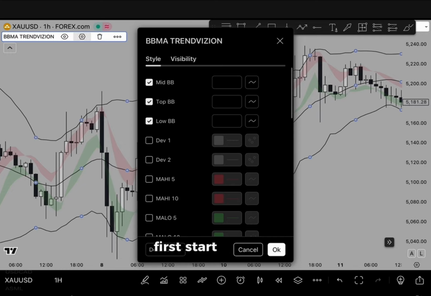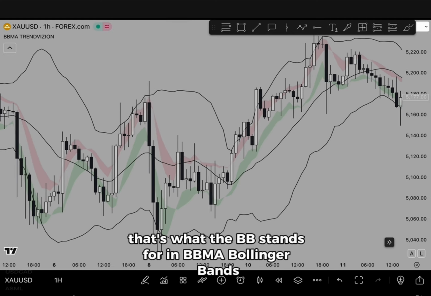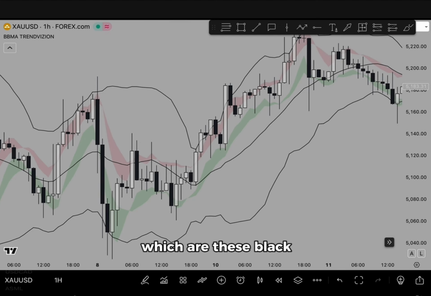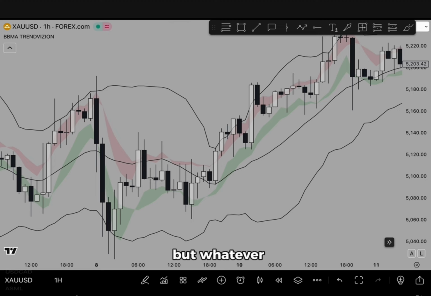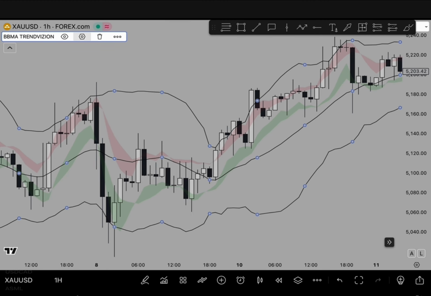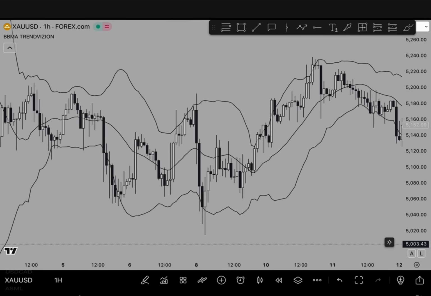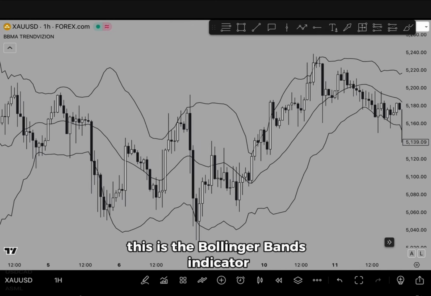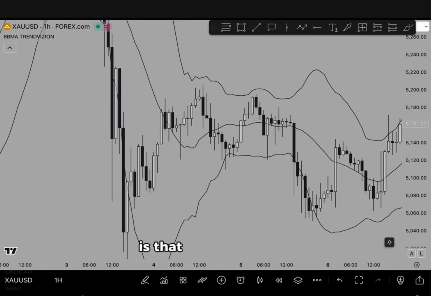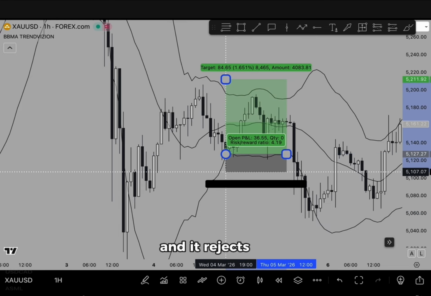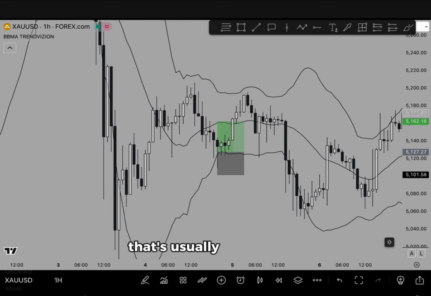First, start with the Bollinger Bands. That's what the BB stands for in BBMA, Bollinger Bands, which are these black moving average lines. I mean, only the middle one is a moving average, but whatever. Let me quickly remove the shadow of the other moving average. This is the Bollinger Bands indicator, and how it's usually traded is that it touches the lower band and rejects, and you target the middle band like this. That's usually the way it's traded.